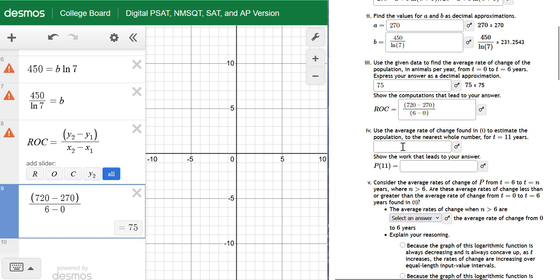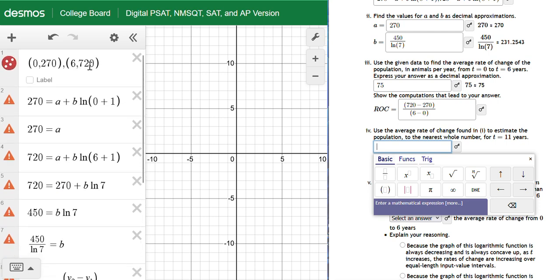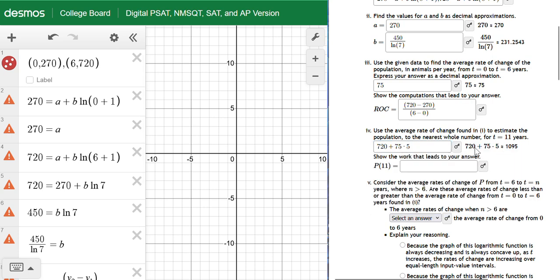Well, the easiest way to think of that is I have the scenario when t is 6, right? So if I start with that value of 720, and then I just add the rate of change, which is 75, times the number of years to go from 6 to 11. Well, 6 to 11 is 5 more years. And so that's going to give me my solution of 1095.